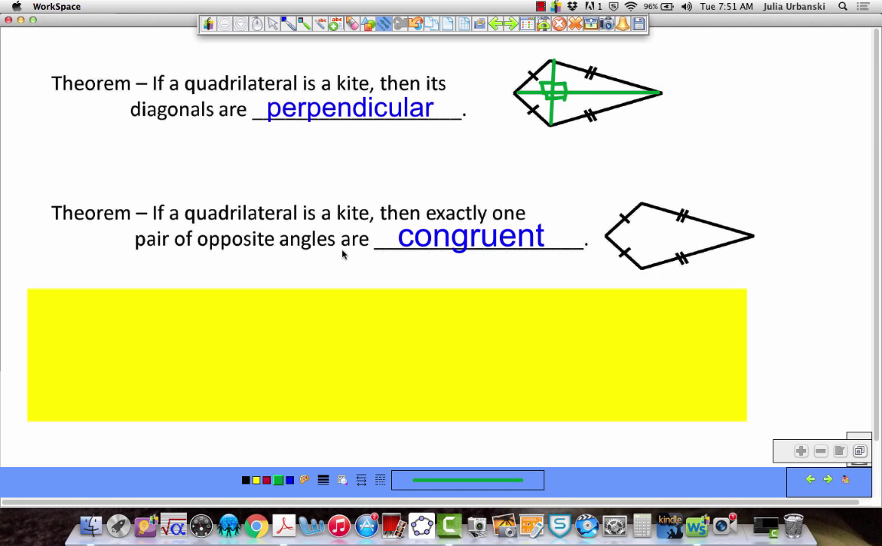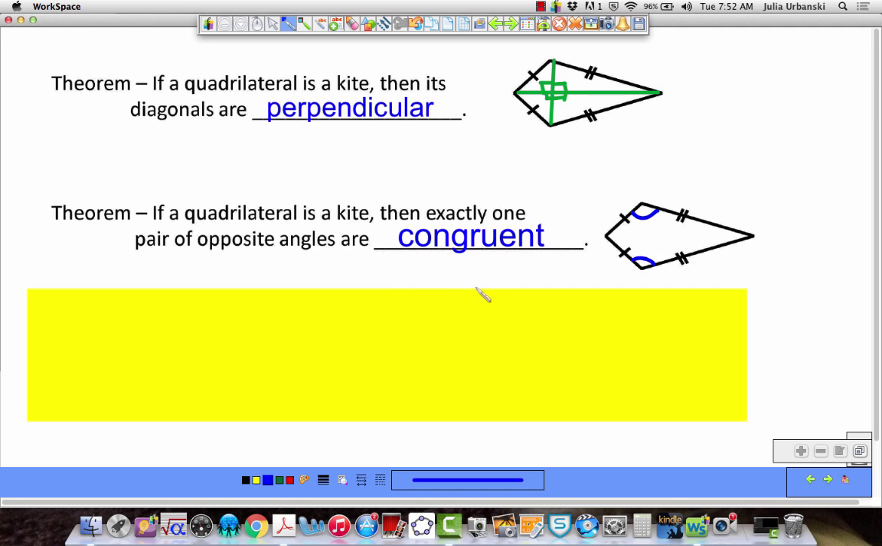Another rule, if a quadrilateral is a kite, then exactly one pair of opposite angles are congruent. It's this angle right here is congruent to this angle right here. And it's because you have congruent triangles.